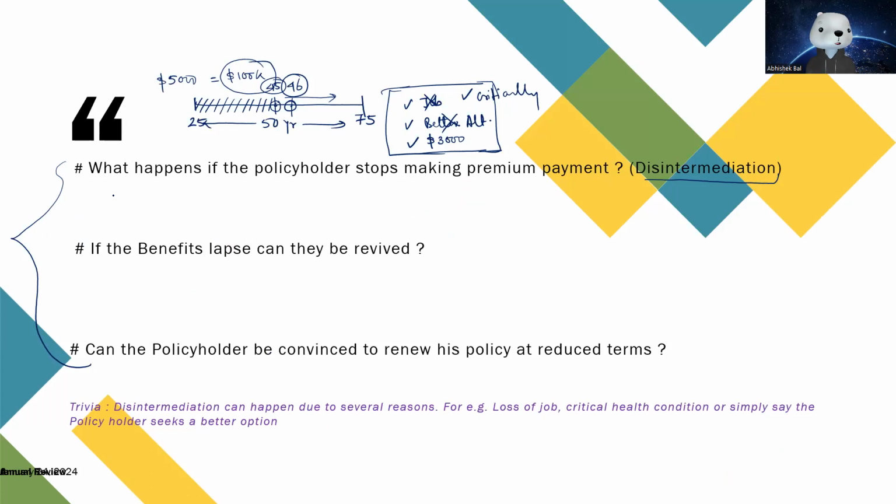Why would the policyholder suddenly stop making payment? As we say, he may have lost his job, or right now he is critically ill. So when he's critically ill, not only is he not working and not having any income, but this may also be the time when he would require the financial support the most. Or he simply thinks that he has a certain better alternative. All these three could be reasons why disintermediation can take place.